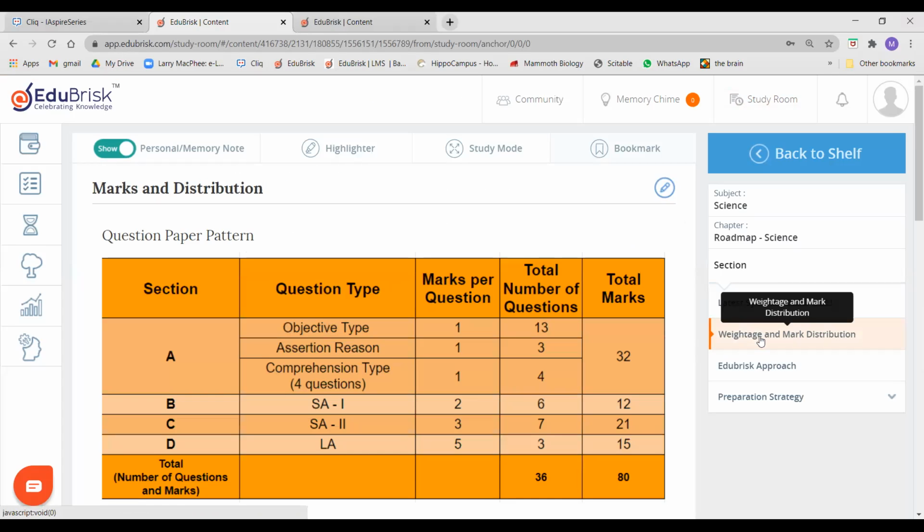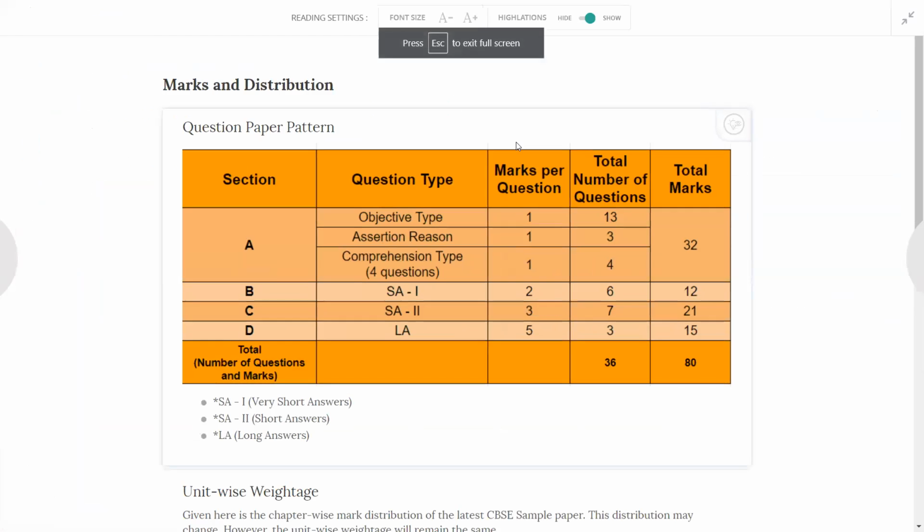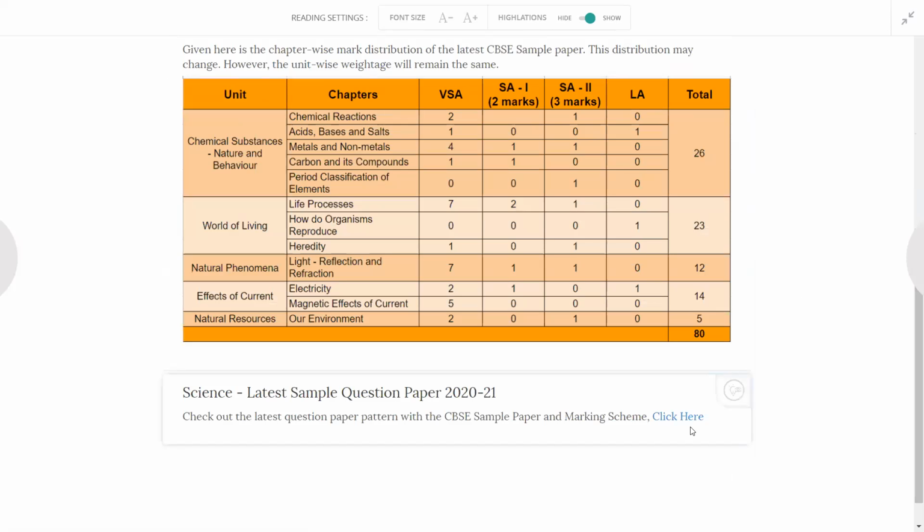As you know, the CBSE releases a sample paper every year, and this sample paper will be in the same model as what will be coming in your board exams. The board exam question paper will be in the pattern of the sample paper. This year also the CBSE has already released the sample papers, and you can look at the sample paper from here.